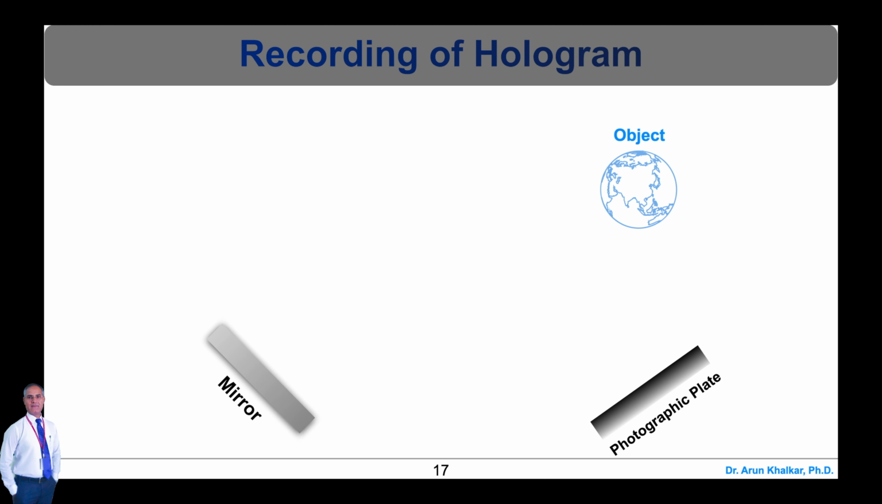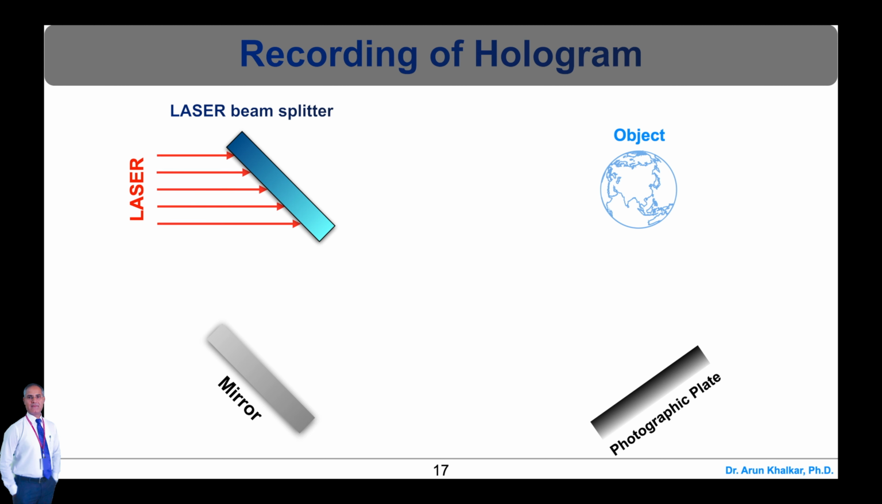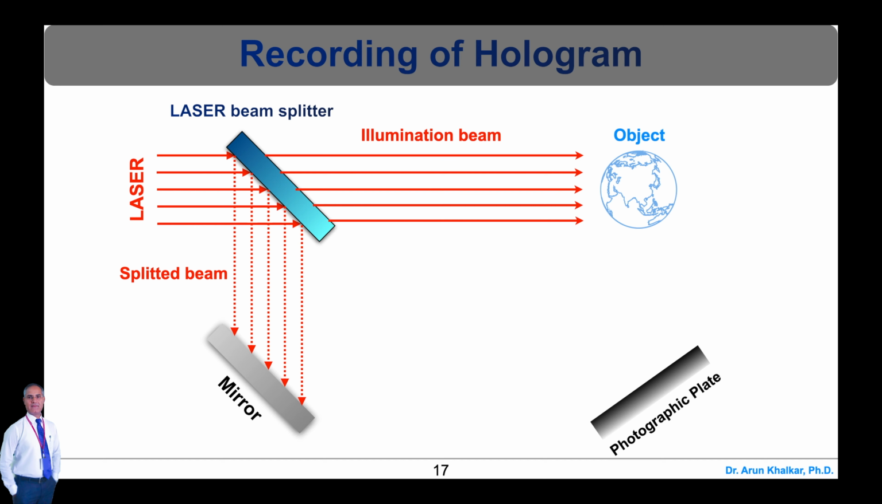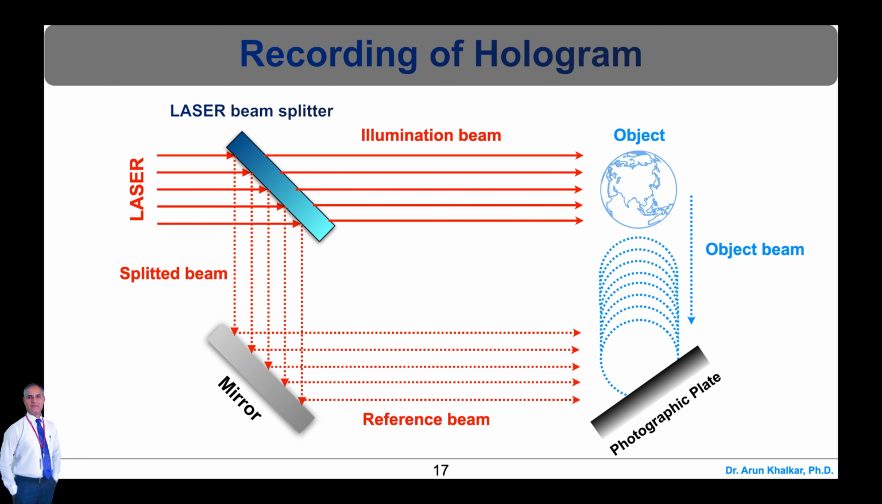A laser beam from the laser source is incident on the plane mirror or beam splitter. One part of the split beam, after reflection from the beam splitter, strikes the photographic plate. This beam is called the reference beam, while the other part of the split beam, that is transmitted from the beam splitter, strikes the photographic plate after suffering reflection from the various points of the object. This beam is called the object beam.